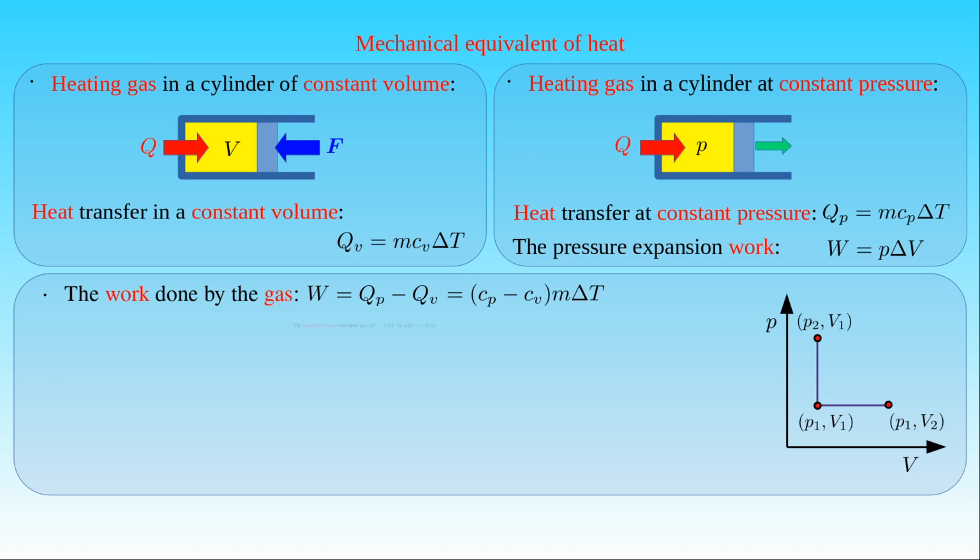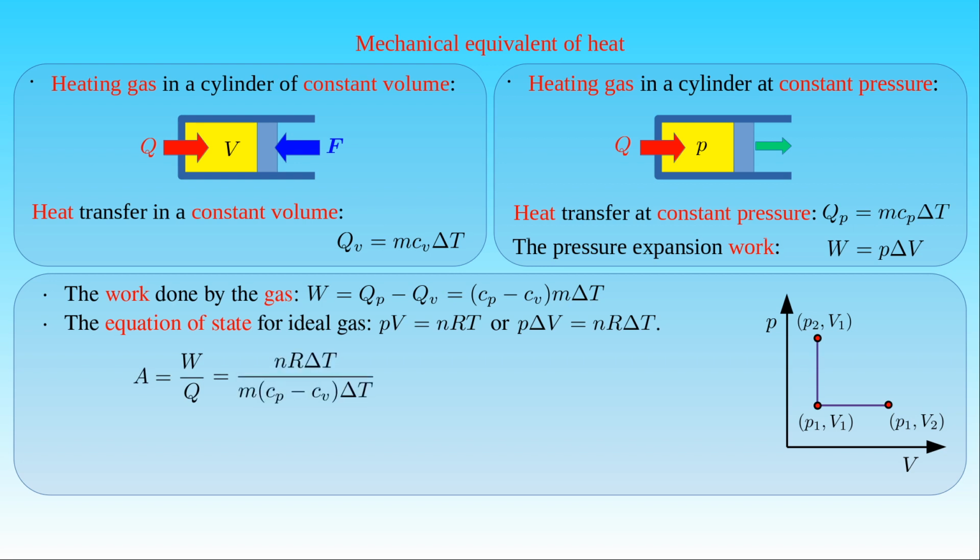The ideal gas law states that the product of the pressure P of the gas and its volume V is equal to the amount n of the gas measured in moles, times the universal gas constant R, times the gas temperature T. Therefore, the pressure expansion work, that is P times delta V, is equal to n times R times delta T. We can insert these results into the mechanical equivalent of heat, defined as the ratio of the mechanical work W to the heat Q, which gives n times R times delta T, divided by m times the difference of Cp and Cv, times delta T.